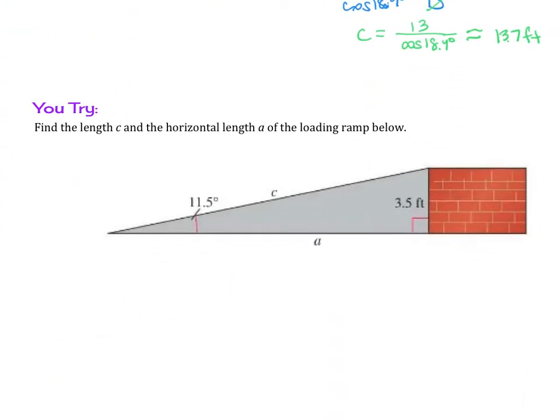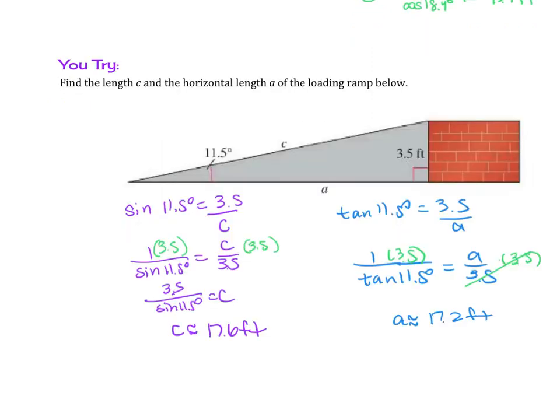Find the length c and the horizontal length a of the loading ramp below. Okay, if you tried this out, one ratio you could write is sine of 11.5 degrees is 3.5 over c. Now I want c in the numerator just because it's a little faster to work with. So I flipped both sides as reciprocals, and then I multiplied by 3.5, so c is approximately 17.6 feet. For the second one, I wrote tan of 11.5 is 3.5 over a, and I really wanted the a in the numerator, so again I did the reciprocal of both. You'll find that a is 17.2 feet.